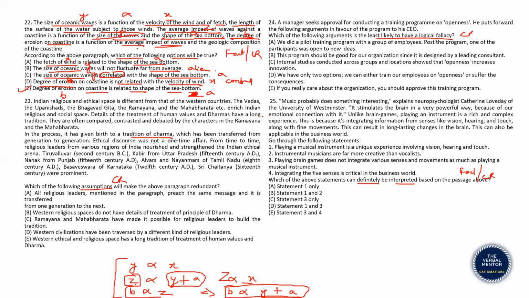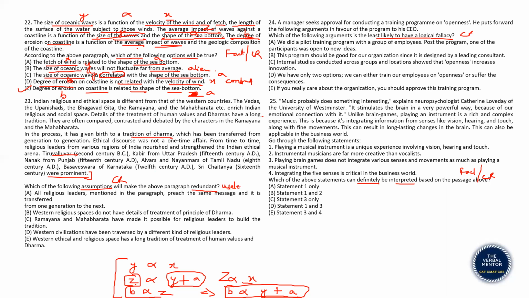Ethical discourse was not a one-time affair. From time to time, religious leaders from various regions of India nourished and strengthened the Indian ethical arena. X, Y, Z, etc. were prominent religious leaders. Which of the following assumptions will make the above paragraph redundant?